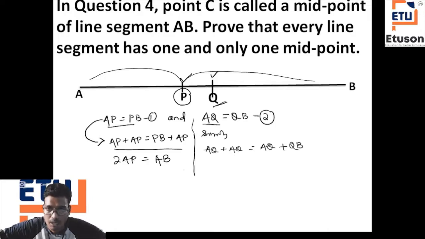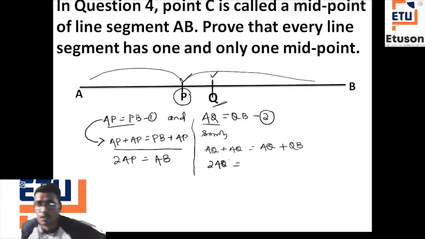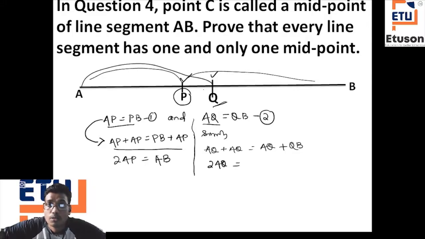तो ये मेरा बन गया 2 times of AQ. These things will become 2 times of AQ is equal to, अच्छा, let's say AQ plus QB. A to Q plus Q to B. It is nothing else, it is all about AB. Correct? It is AB. Okay.